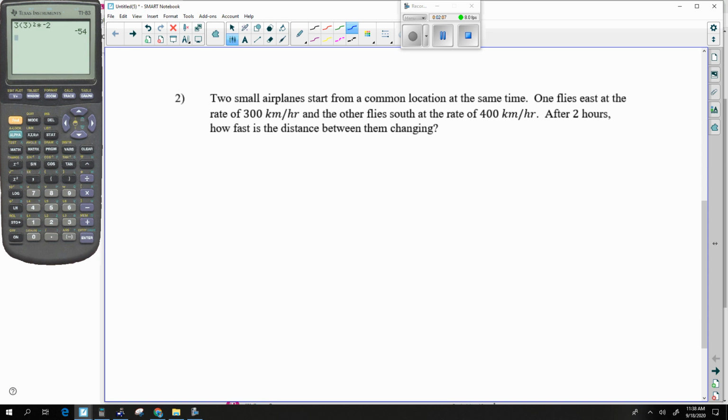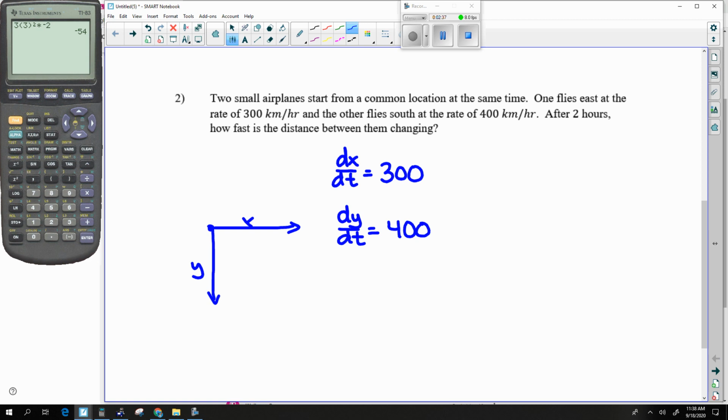Two small planes start from a common location at the same time. One flies east at a rate of 300 kilometers per hour. The other flies south at a rate of 400 kilometers per hour. I know it's going down, but the length is increasing, so it's a positive number. The length is increasing.